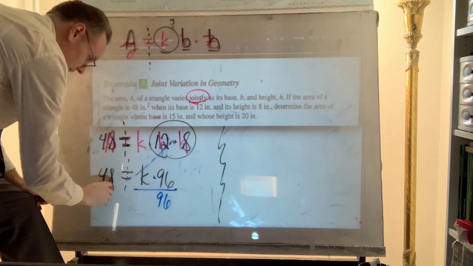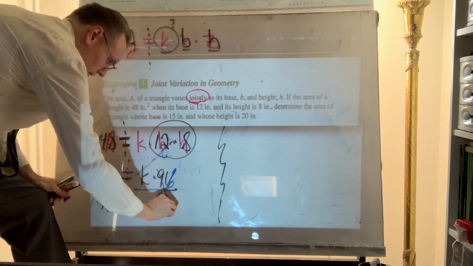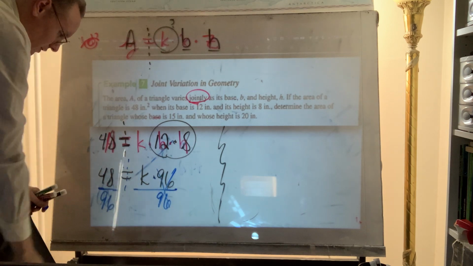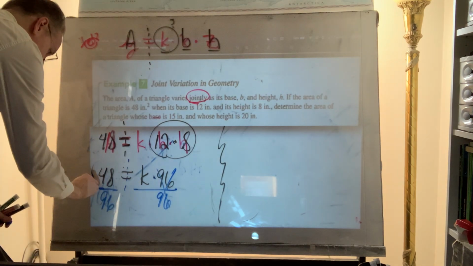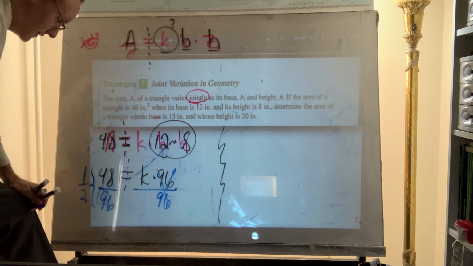If I did it here, I must do it here for the sake of balancing. This strategically will cancel. That leaves you with k, right? And then you would have to straighten this out. This should be exactly a half, 48 over 96, because 48 times 2 is 96.